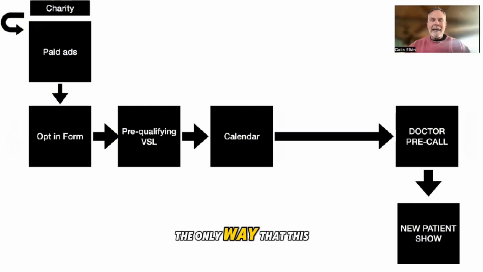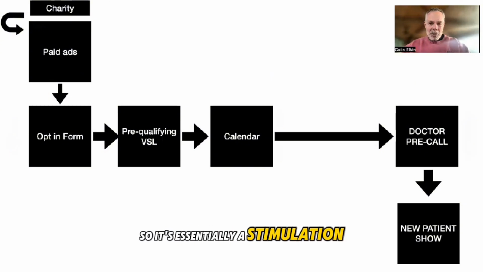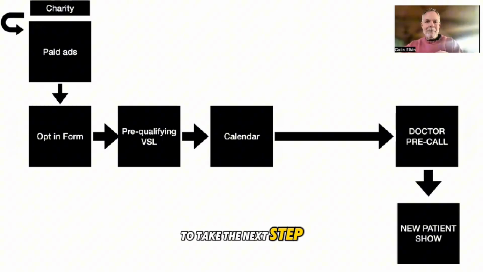The only way that this whole system fails is a person, and this is the call out to the person, if the person does nothing. So it's essentially a stimulation to all those leads to take the next step and book a call on the calendar. Now, in the meantime, there still may be an appointment setter. There still may be one of your CAs. There still may be a staff member calling these patients or calling these leads to try to get in touch with them to stimulate them to also book on that calendar.